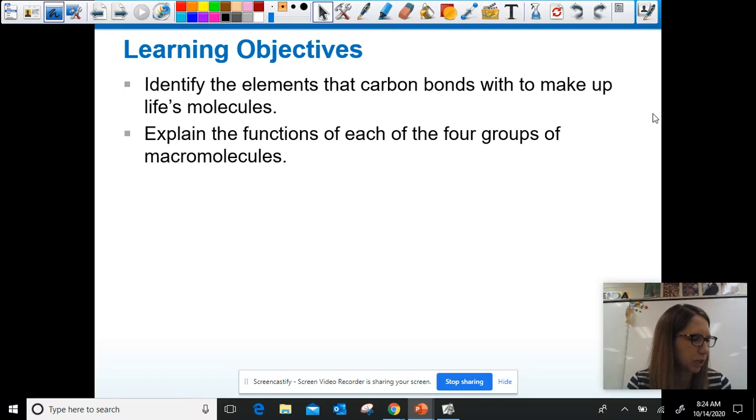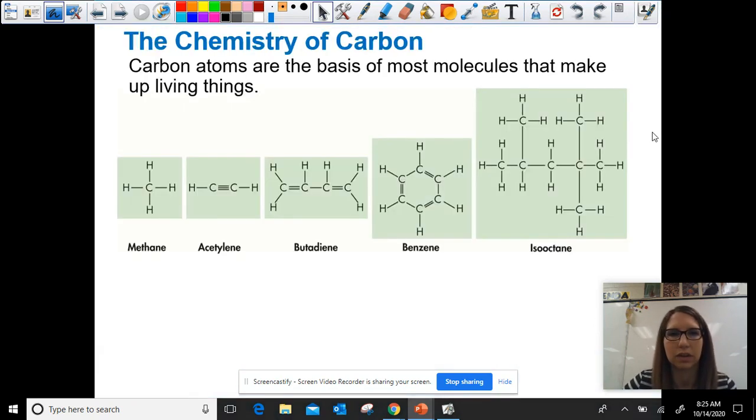All right, so learning objectives with this, there are only two. Identify the elements that carbon bonds with to make up life's molecules, and then explain the functions of each of the four groups of macromolecules. And so within this, we have a lot of new terminology, and that's, I think, where we run into a lot of issues with this section. All right, so we'll talk through that here together.